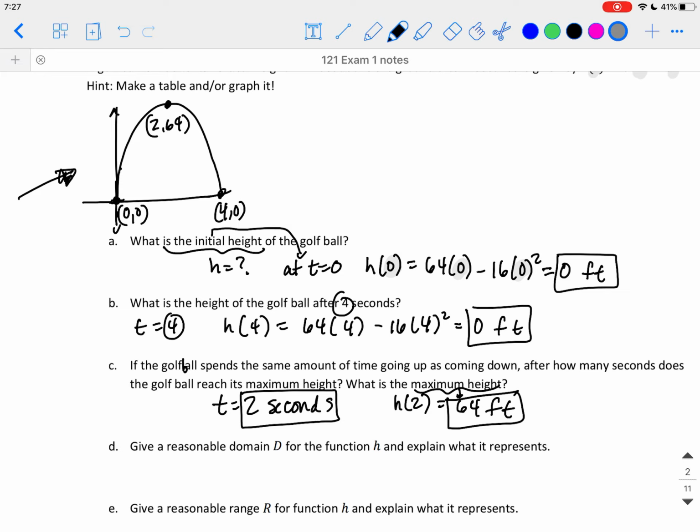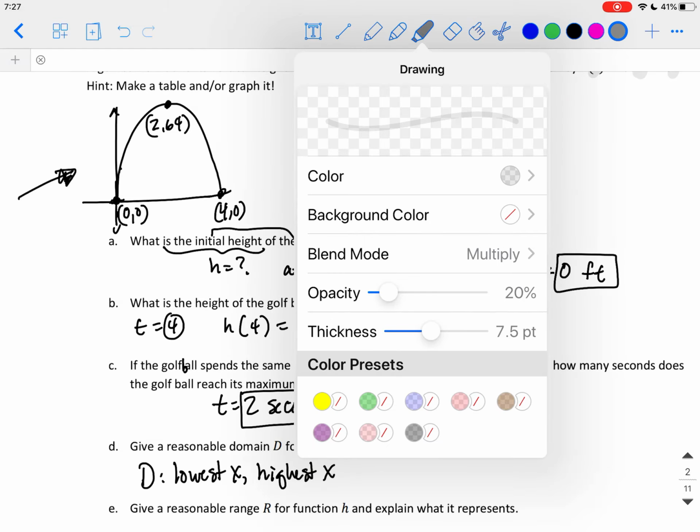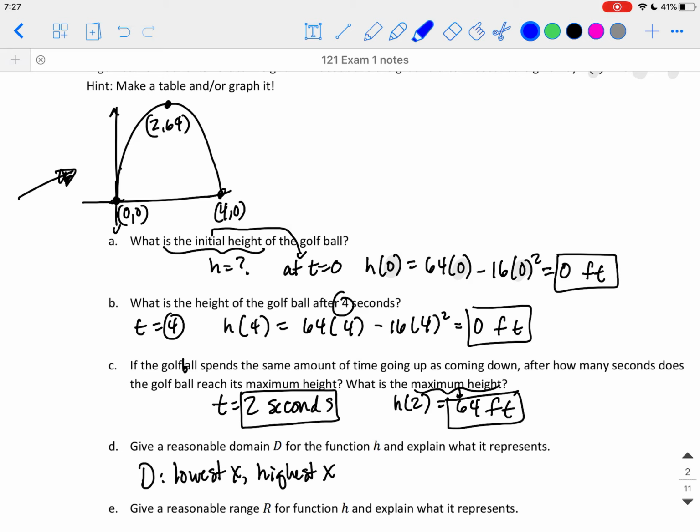So give a reasonable domain. Again, domain is going to be lowest x, comma, highest x. So our lowest x is this value right here, and our highest x is this value right here. And since the points are included, it's going to be bracket 0, 4.